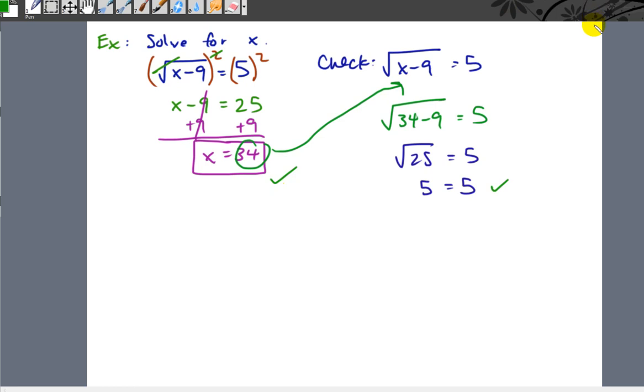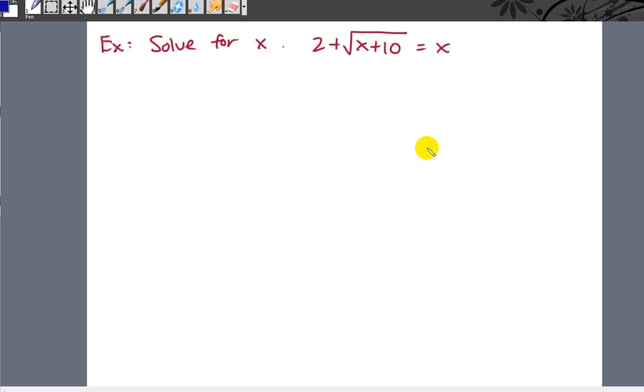What that means is for this particular example, there actually weren't any extra solutions. Let's look at an example where we might actually have an extra solution. Okay, so let's look at a new example. Since I have 2 plus the square root of x plus 10 equals x. If you look at the first example that we did, the radical here was already isolated. Since it was already isolated, we could just manipulate it right off the bat.